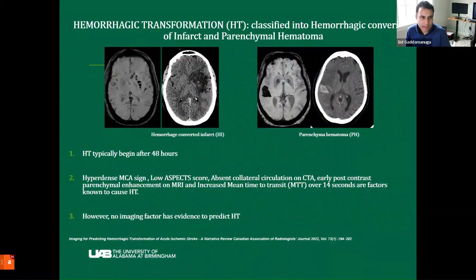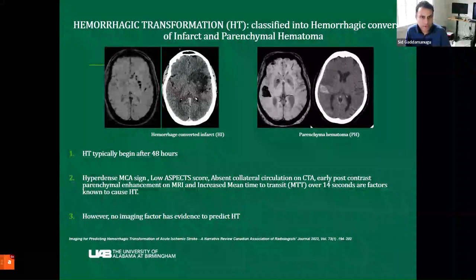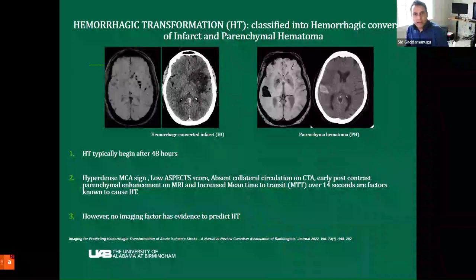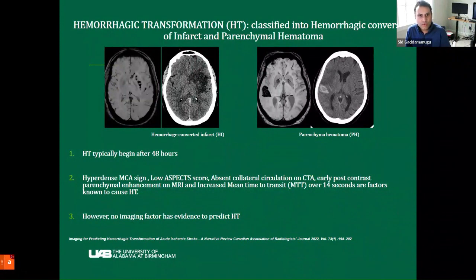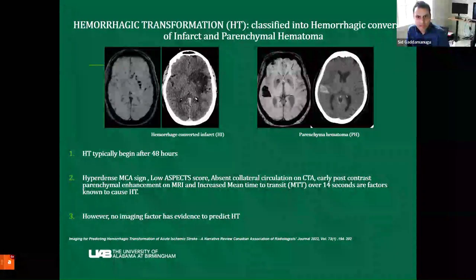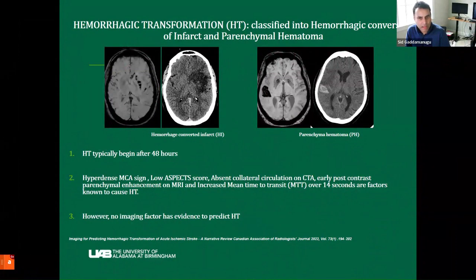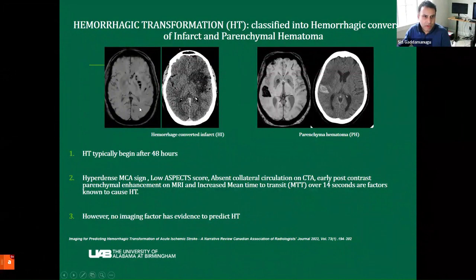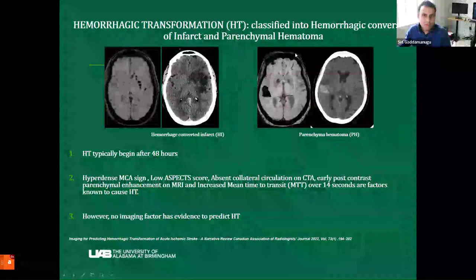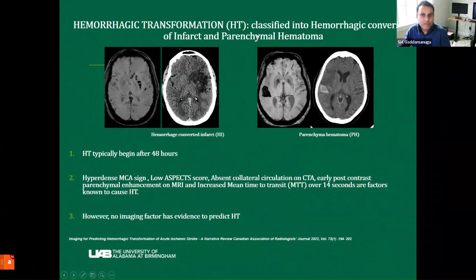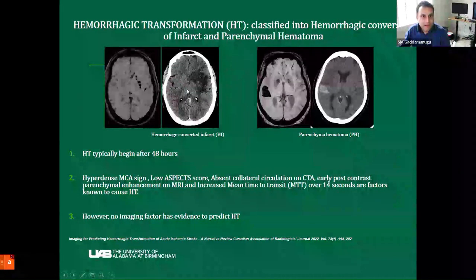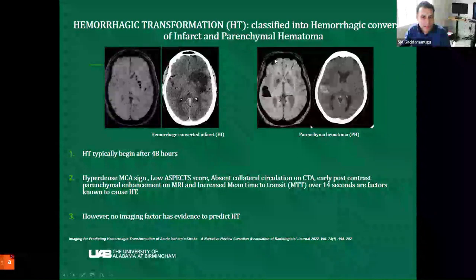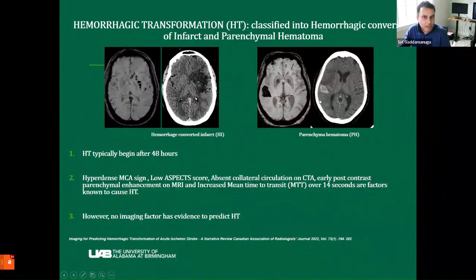Hemorrhagic transformation is very common after stroke, and we see it commonly in large vessel strokes. That's the reason why in patients with large vessel strokes, we frequently do CTs after treatment while they're admitted, and they undergo an MRI also while they're admitted. And we look for hemorrhage. We arbitrarily divide hemorrhagic transformation into hemorrhagic conversion of infarct, where the infarct partly undergoes hemorrhage, versus a parenchymal hematoma where the entire infarct undergoes hemorrhage.